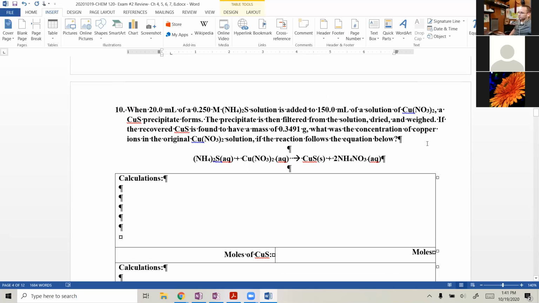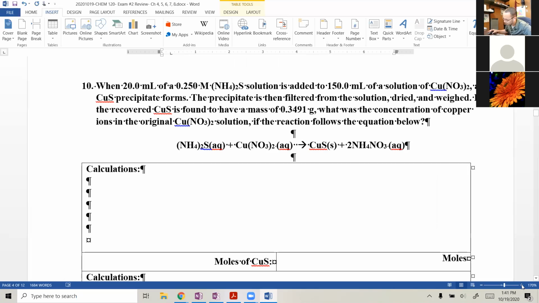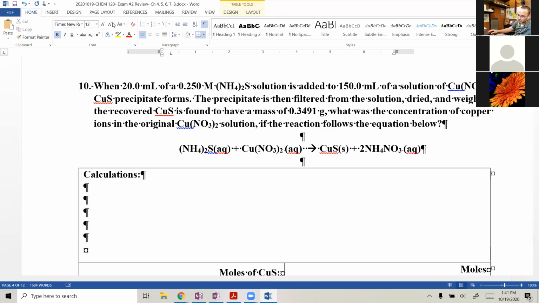And so what we want to do from here is we are going to take a solution. We're having our ammonium sulfide and our copper nitrate. We're going to react them together. We're going to produce a precipitate. And we want to know the concentration of ions in that copper nitrate. So I'm giving you this equation up here. Actually, we can clean this up a little bit.